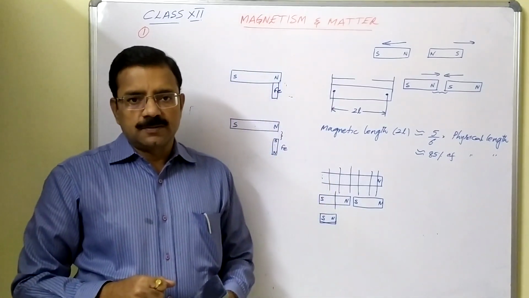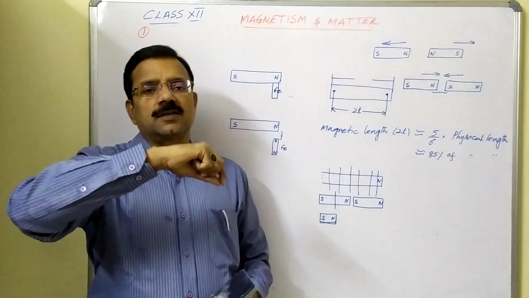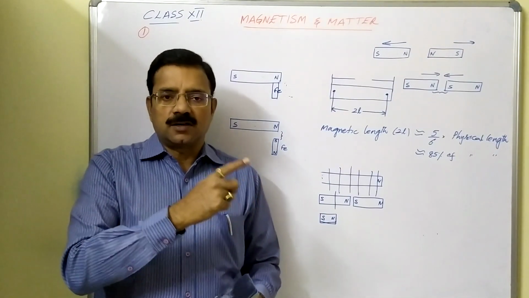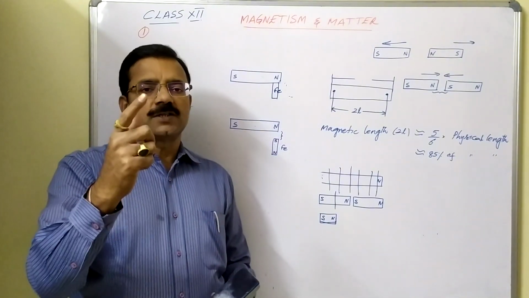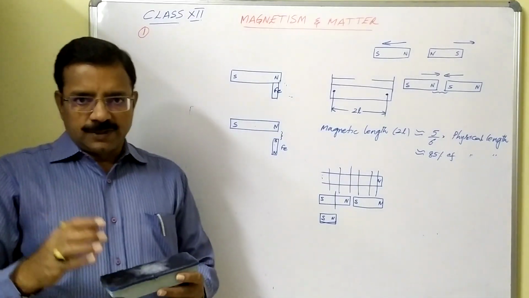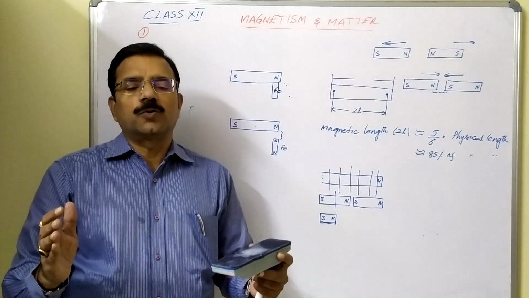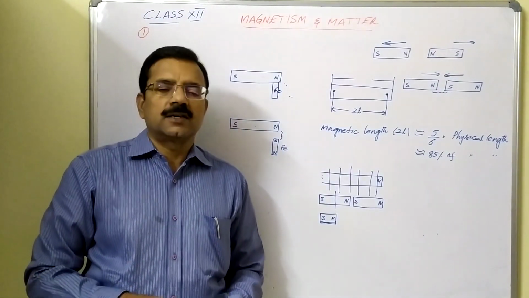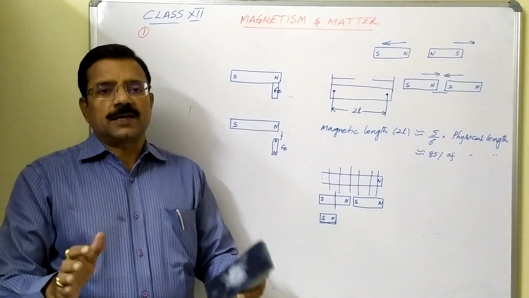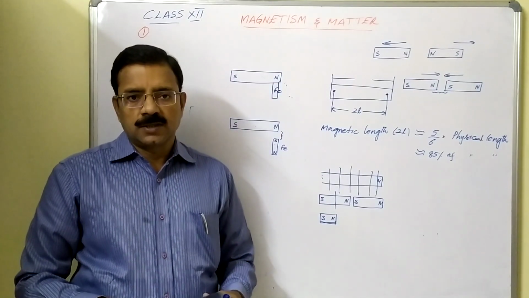Next, directive property. A freely suspended bar magnet always comes to rest along Earth's north-south direction. The end which points to Earth's north is called the north pole of the magnet, and the end which points to Earth's south is called the south pole of the magnet. And third, it is impossible to isolate a magnetic pole from a magnet. In other words, isolated magnetic poles do not exist in practice. They are only theoretical approximations.